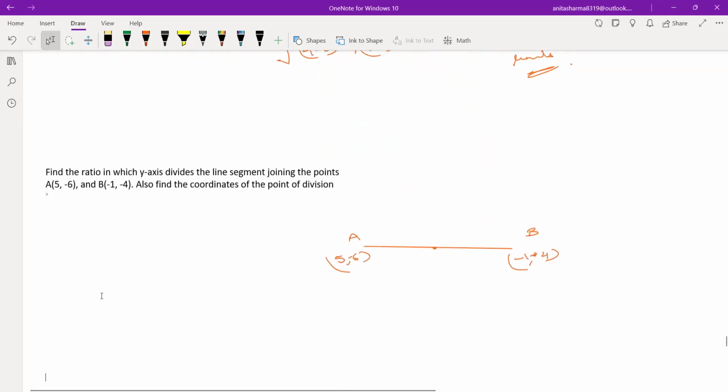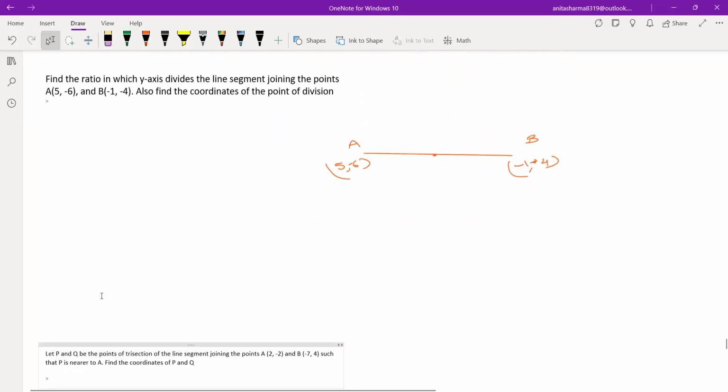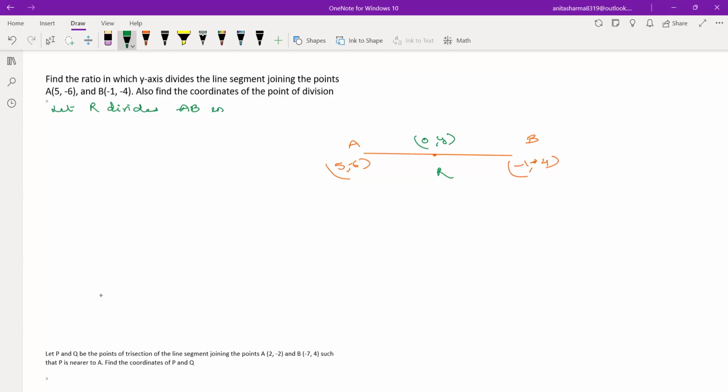Okay, beta. So now the ratio in which the y-axis divides the line segment. It means it is divided by the y-axis. So the x coordinate will be 0, right, beta? So you will write, let R divide AB in the ratio m:n. So this will be m and this will be n. You have to find the ratio first. It means the values of m and n. And then you need to find this coordinate y.